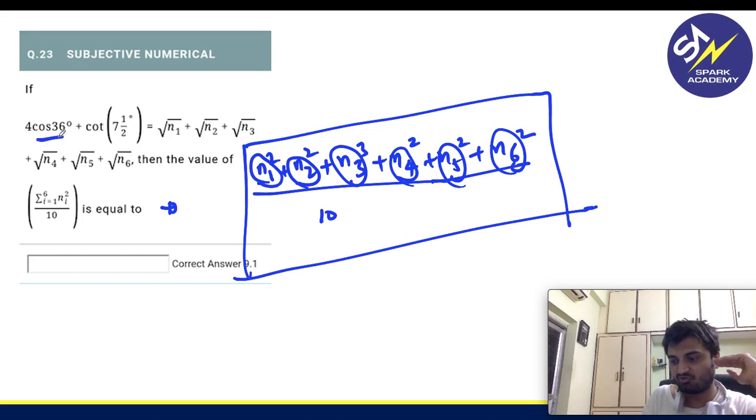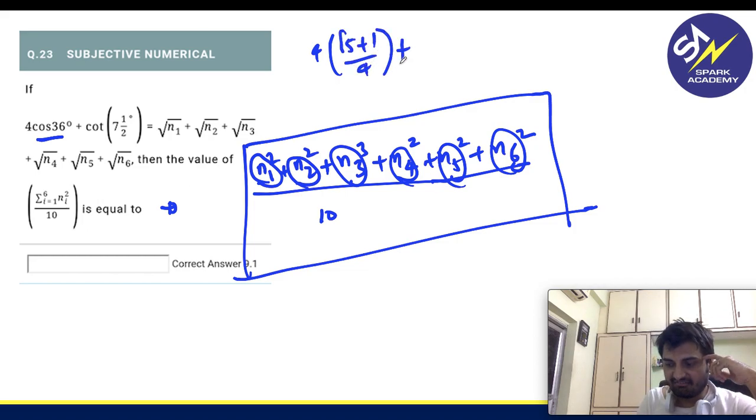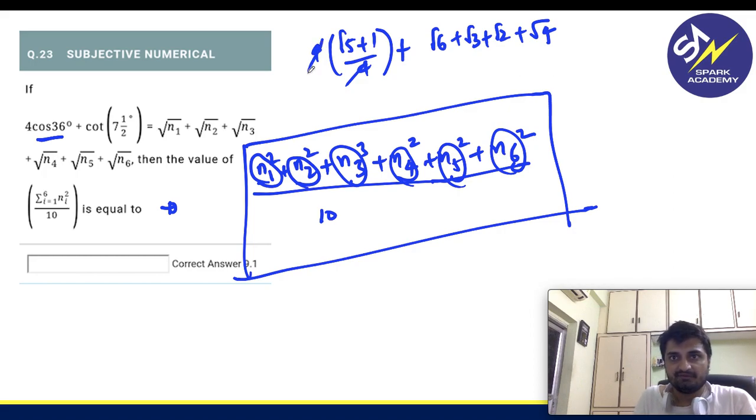4 times cos 36. Cos 36 I can write as root 5 plus 1 by 4. Cot 7.5, the standard formula is root 6 plus root 3 plus root 2 plus root 4, something like that you will get. So here the 4 cancelled, right? If I simplify this, I am getting root 1 plus root 2 plus root 3 plus root 4 plus root 5 plus root 6.